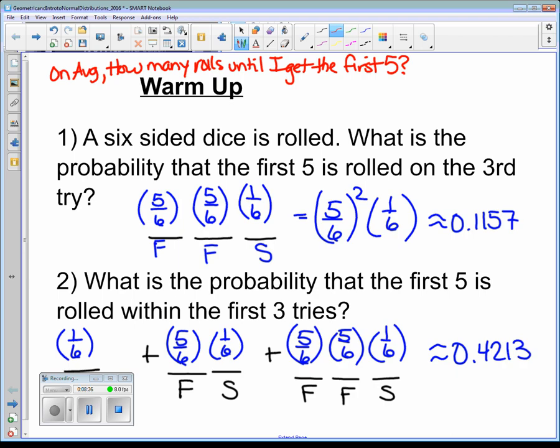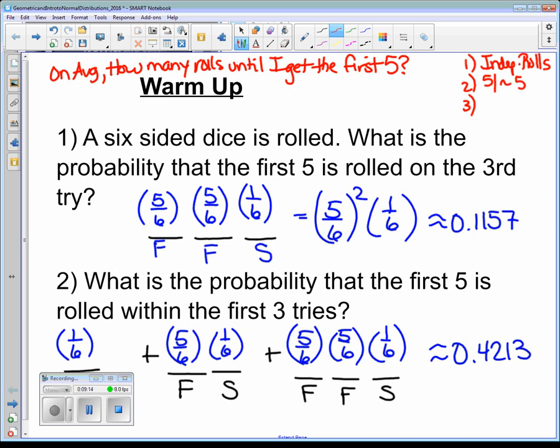So I need to check, is this a geometric situation? What are my conditions? There's only 3, because a binomial, the 4th one had a set number of trials, right? Number 1, what's the first condition? Independent. Does one roll of the dice affect another roll of the dice? They're independent, right? What's the second condition? The success failure. In this case, I either roll a 5 or I don't.